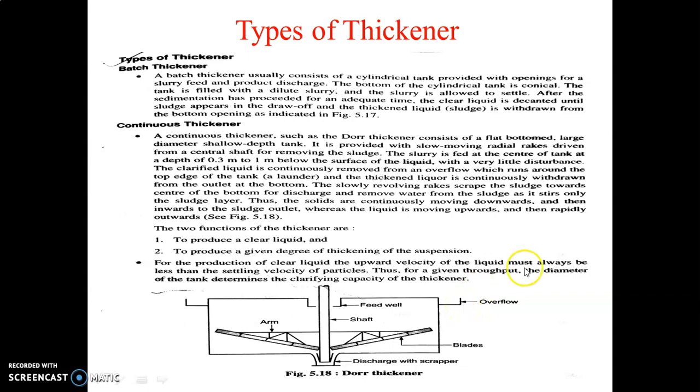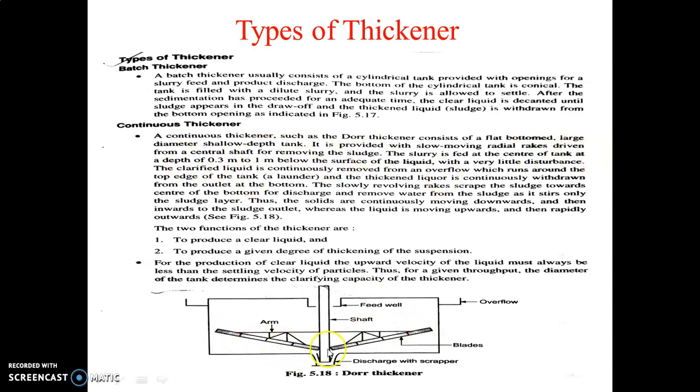Then there is another type of thickener which is called a continuous thickener. So what is happening in the continuous thickener? A continuous thickener such as the Dorr thickener. The Dorr thickener is the name of that thickener which is used for the sedimentation. So what is the construction? It consists of a flat bottom, large diameter, shallow depth tank. So this tank does not have a very high depth. Okay, so it is just a shallow depth. It is provided with slow moving radial rakes driven by a central shaft for removing the sludge.